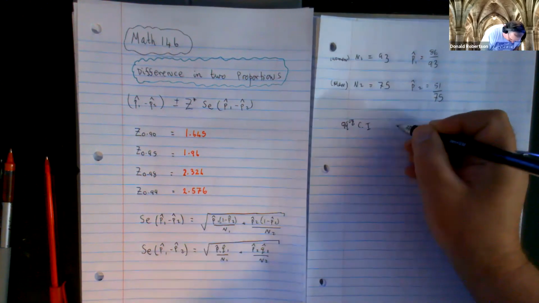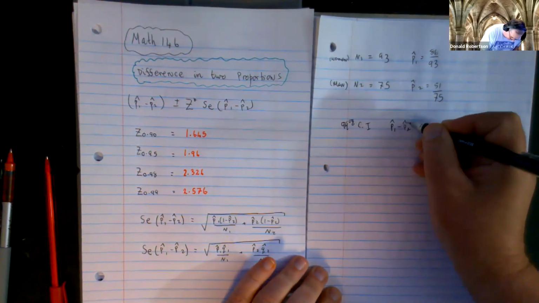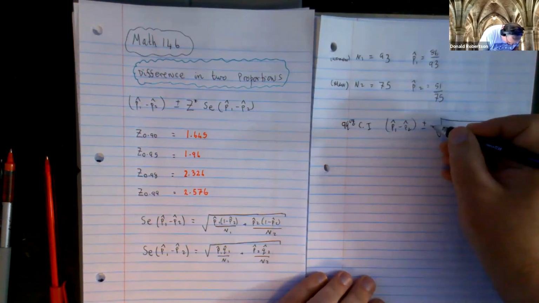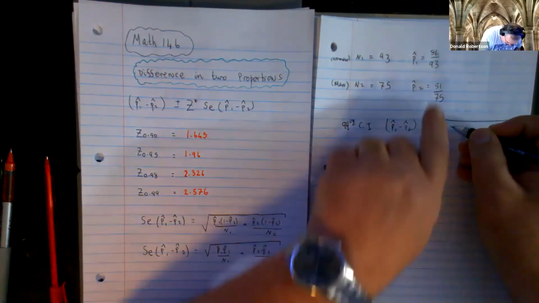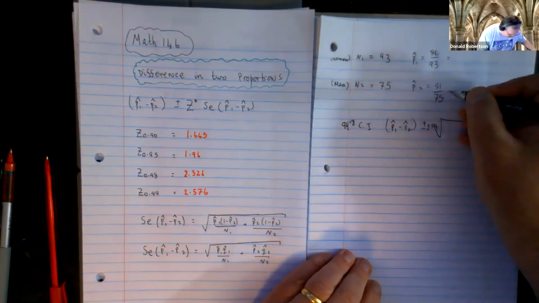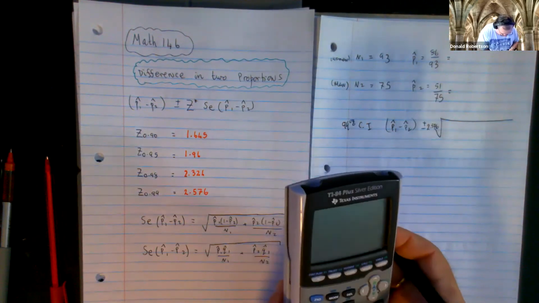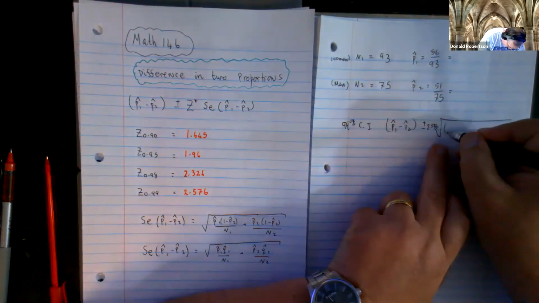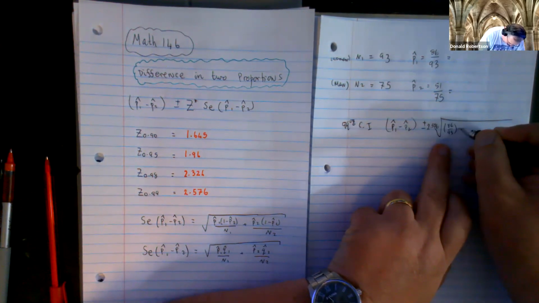So it's going to be P1 hat, take away P2 hat, and we'll stick in the magic Z score for 99%, which is 2.576. And it's going to be P1 hat and Q1 hat. So I guess I better turn these into decimals. Oh, I just thought I can do this. 86 over 93, that's P hat.